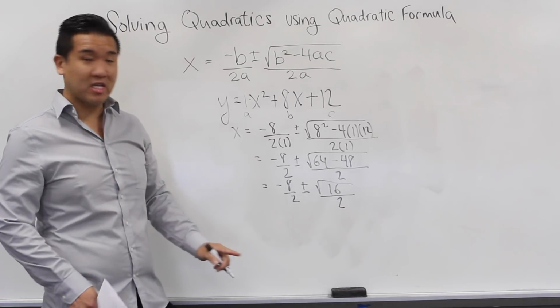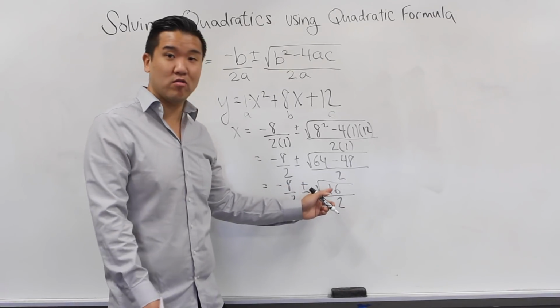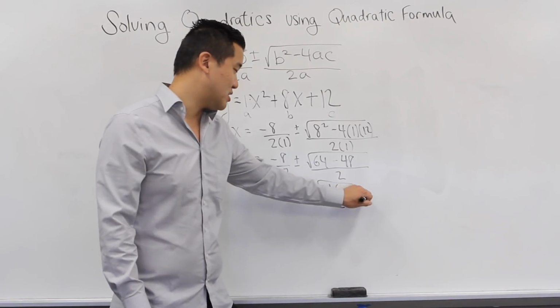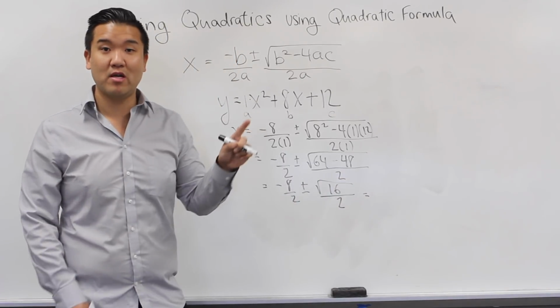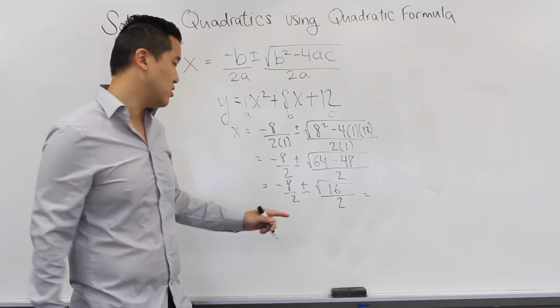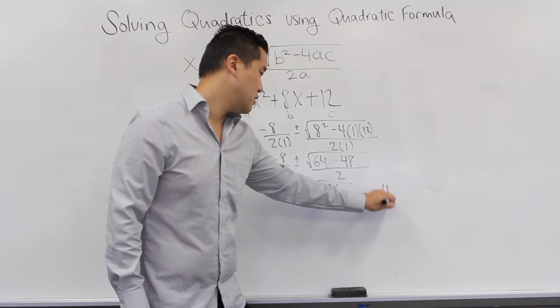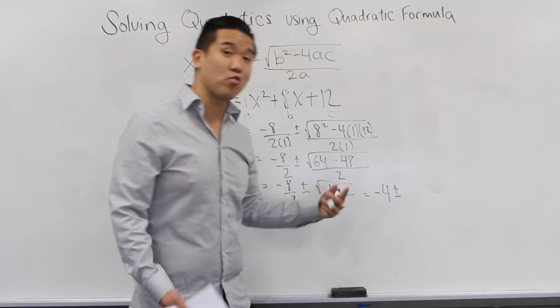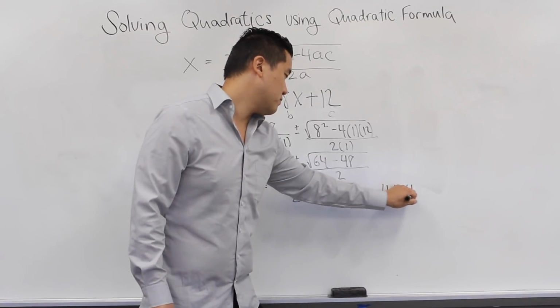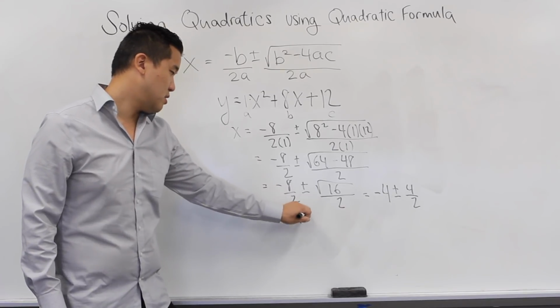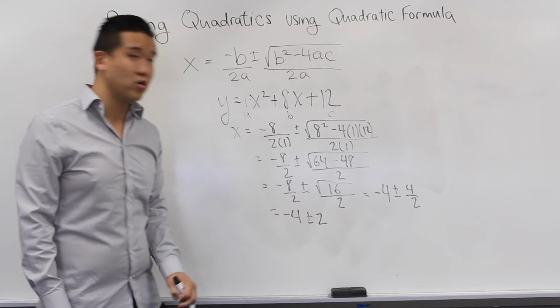Be careful, misconception. A lot of kids will start canceling out 16 and 2 and they'll say that's 8. You cannot do that right now because the 16 is inside the square root and the 2 isn't, so you can't bring them together. Just be careful there. So negative 8 divided by 2 is negative 4 plus or minus, but the square root of 16 is 4 over 2. So we just keep simplifying. Negative 4 plus or minus 2.